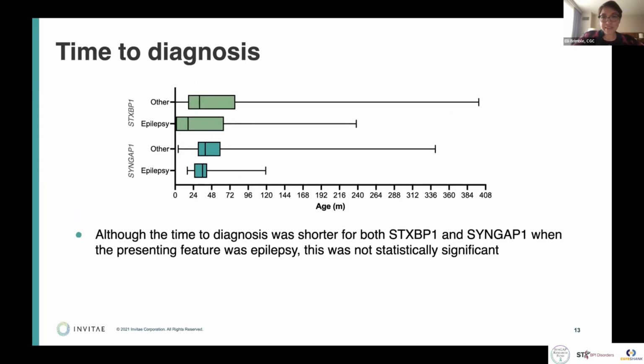I wanted to get a sense of whether the specific presenting diagnosis impacted that duration. And so we broke the presenting features out into epilepsy versus all other diagnoses. And while we do see that it appears those with epilepsy did achieve diagnosis earlier than those where the presenting symptom was not epilepsy, this didn't achieve statistical significance.